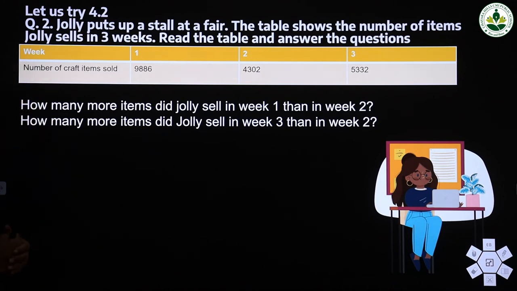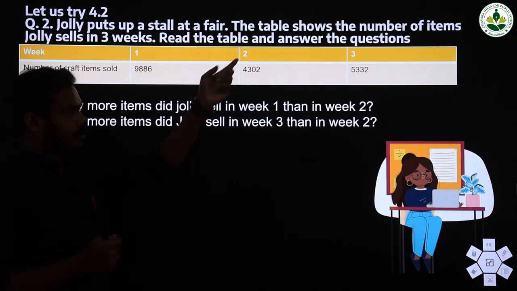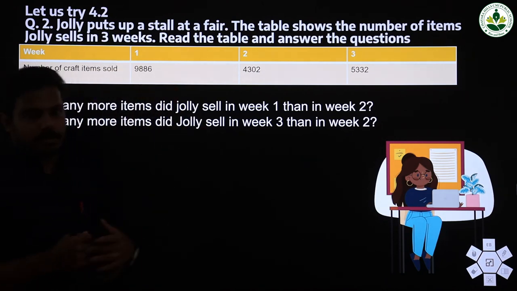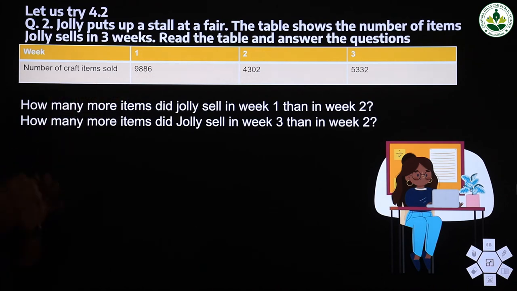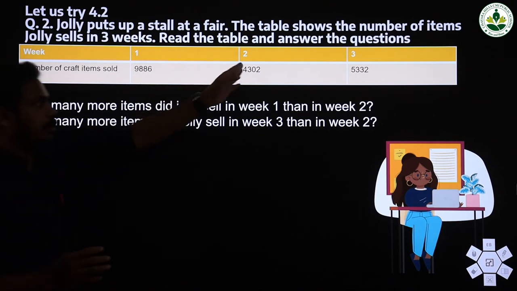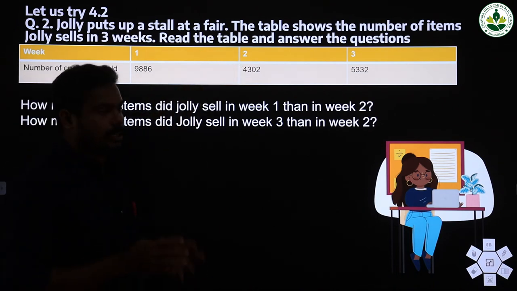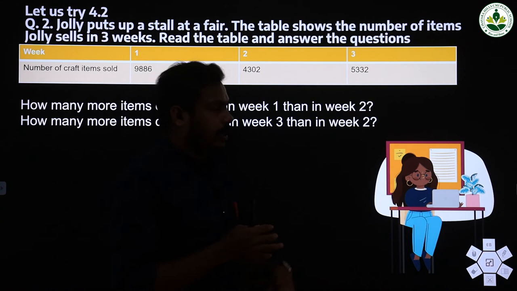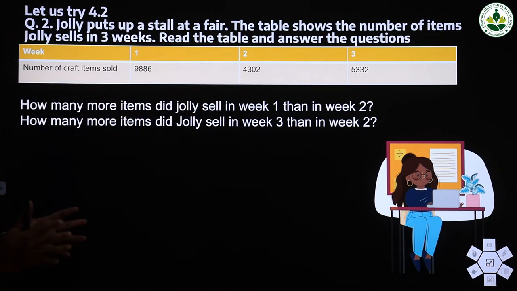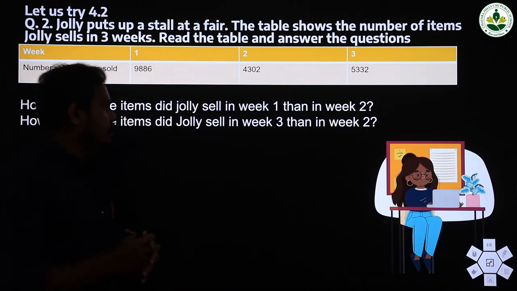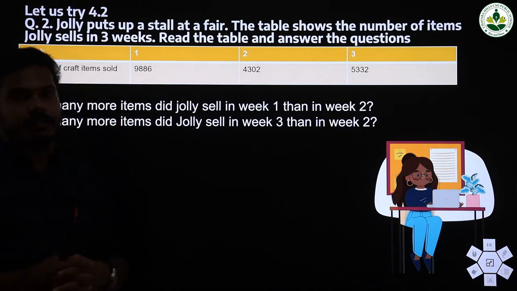And our question is, in the table they gave weeks 1, 2, 3, and the number of items sold. In week 1, that is 9,886. In week 2, she sold 4,302 items. And in week 3, she sold 5,332 items. The first question: how many more items did Jolly sell in week 1 than in week 2?